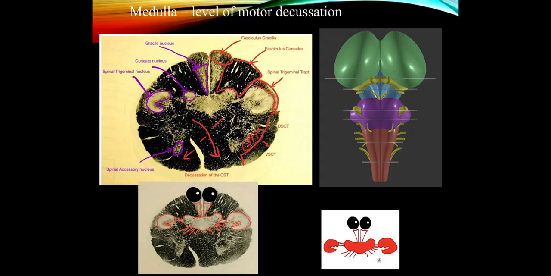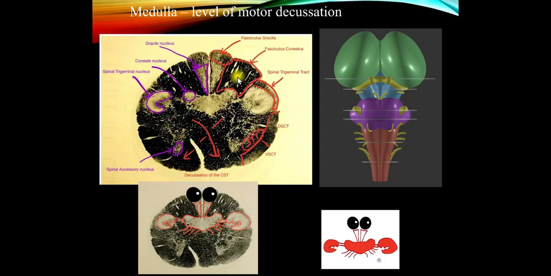So let's start with the pathways here in the lower medulla. Now, this does look a lot different than the spinal cord, but if we just think of what's in the dorsal aspect of the spinal cord back here, well, we have the posterior columns, right? And so this is really just the rostral continuation of that. So we have the fasciculus gracilis and the fasciculus cuneatus back here.